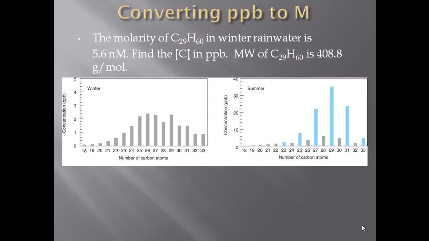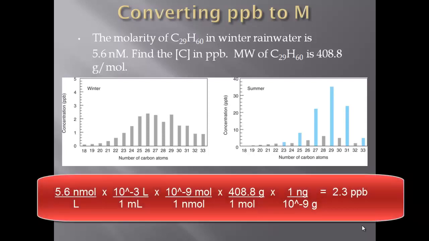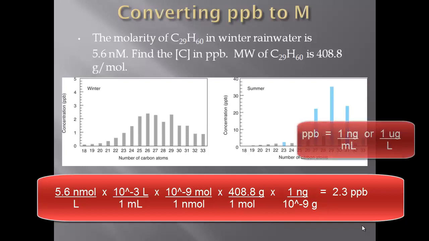All right, so where do you start? Well, you start with the only thing they give you, which is 5.6 nanomolar. And if it's nanomolar, we know that it's nanomoles per liter. So I put 5.6 nanomoles over liters, and I want to go ahead and convert that liters to milliliters because the concentration that I want to go to is ppb. If you remember, ppb is 1 nanogram per mL or 1 microgram per liter. I'm going to go ahead and change it to nanogram per mL. So I'm going to change that liter to milliliters. So there's 10 to the negative 3 liters in 1 milliliter.